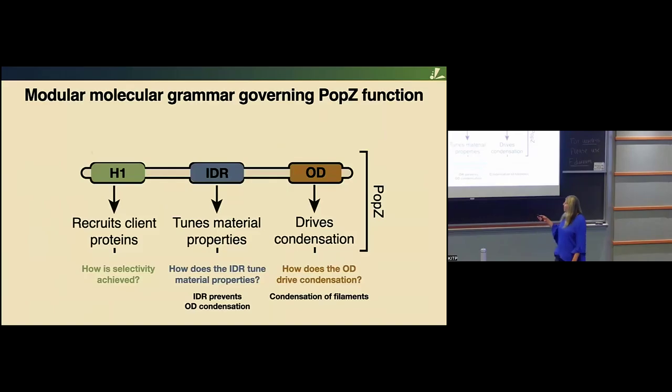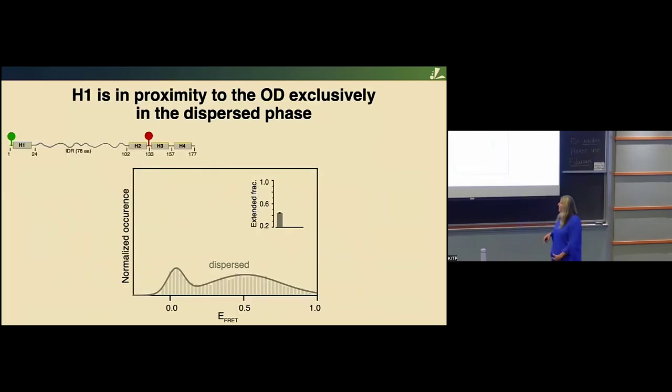The last part that I want to show here on the molecular details is how selectivity is achieved. For that, we did single molecule FRET with the Ashok-Denise lab. What you see here is the SM FRET signal for just POPZ monomers. And you can see that there are two populations. One population with low FRET signal, meaning that those two points are far away from each other, and another population where they're close. So this suggests that the disordered region can allow this H1 to close back on the oligomerization domain.